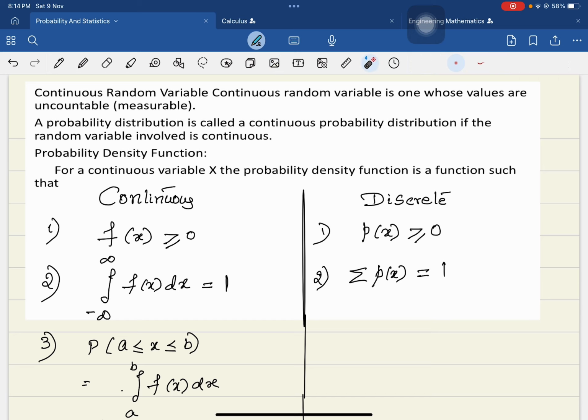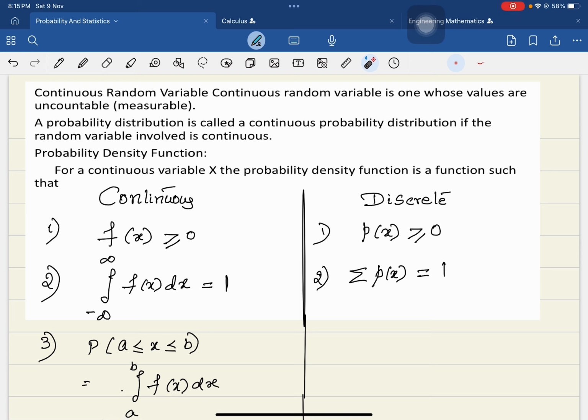A continuous random variable is one whose values are uncountable or measurable. That means it may be the time, or the percentage, or the CGPA, whatever grade you have got. Suppose the marks percentage, how much you have got. It may be 1.3, 3.3, like that you may get the grade, right? Or the weight or the height, everything. These are the continuous random variables.